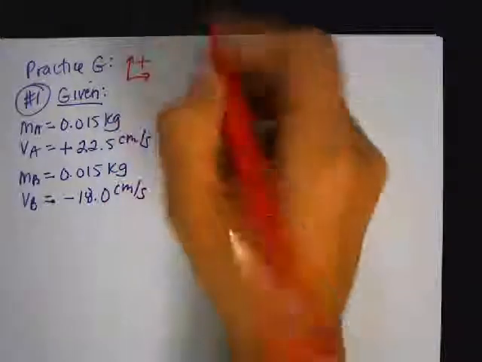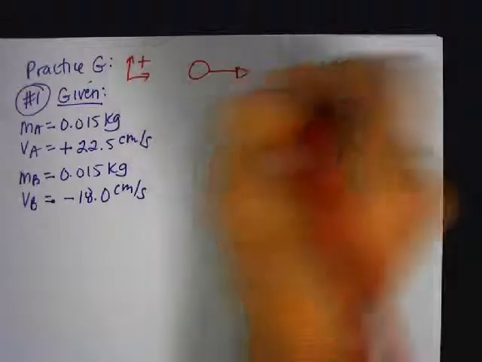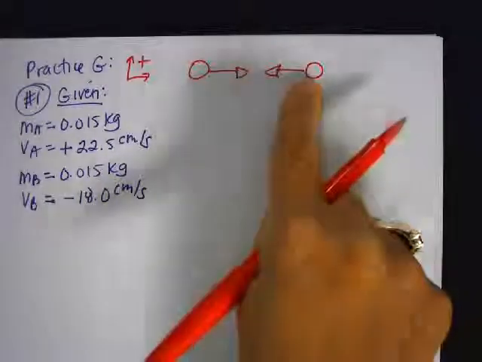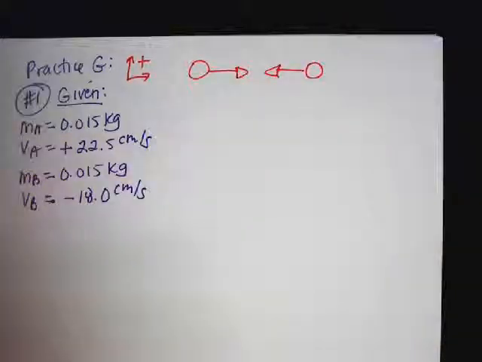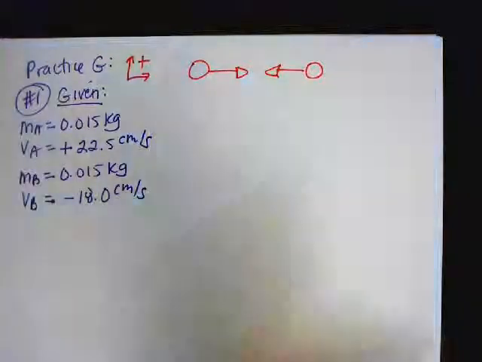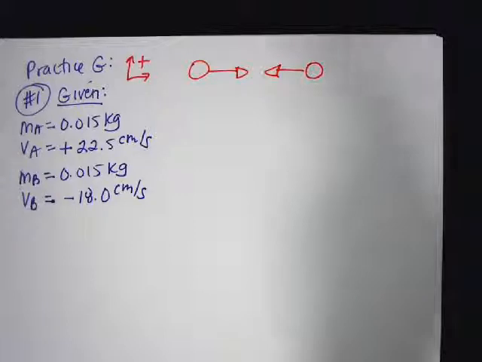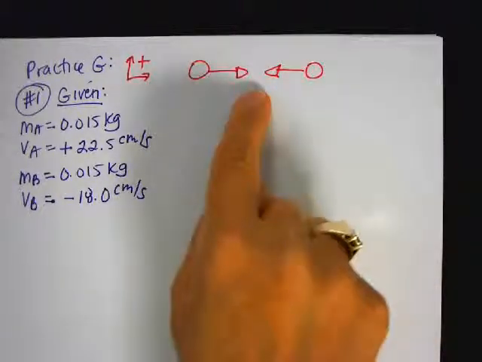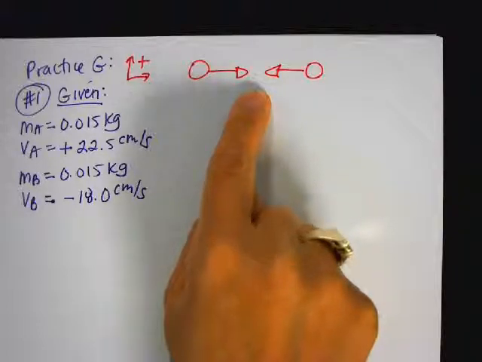And if I looked at this conceptually, if one marble's going this way and the other one, if they collide head-on, this is obviously to the left. Now, sometimes you'll read problems and they won't say this is to the left. But because it's a head-on collision, if this is going this way, this one has to be going the opposite way if it's head-on.